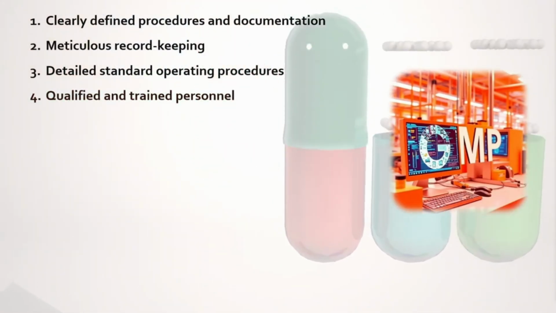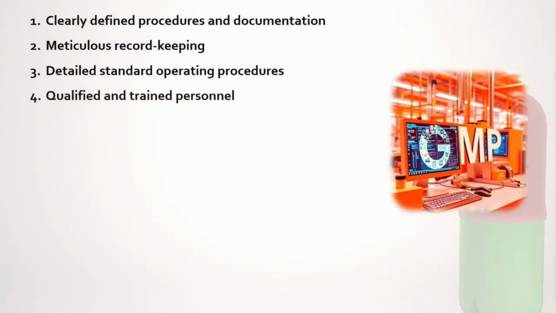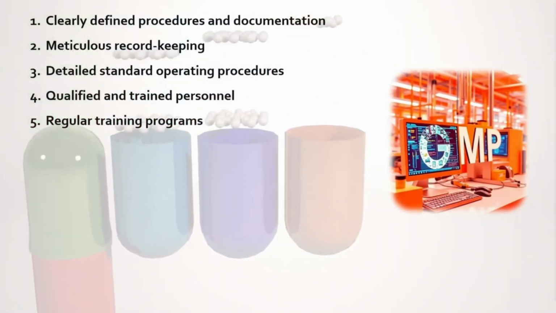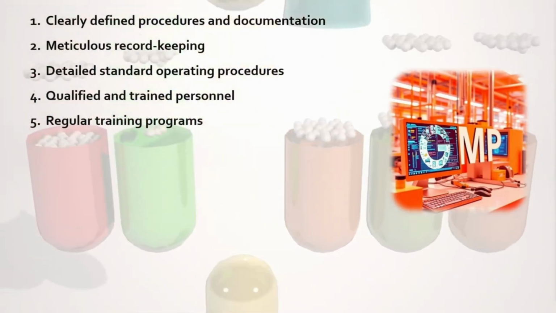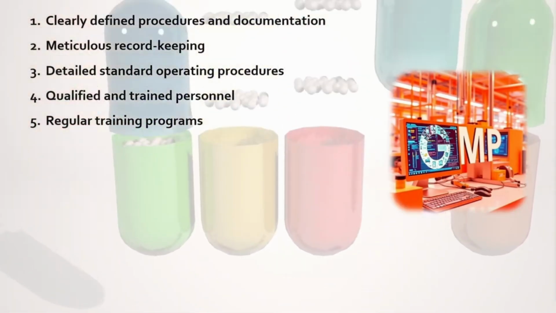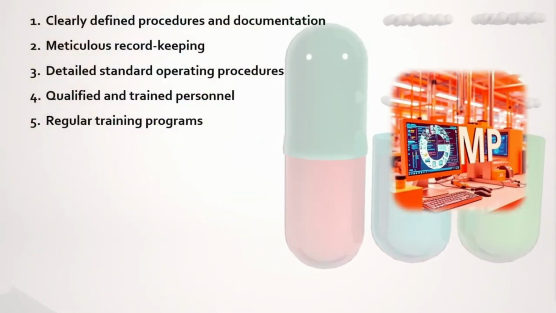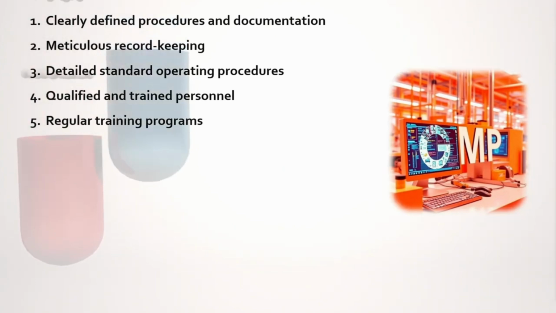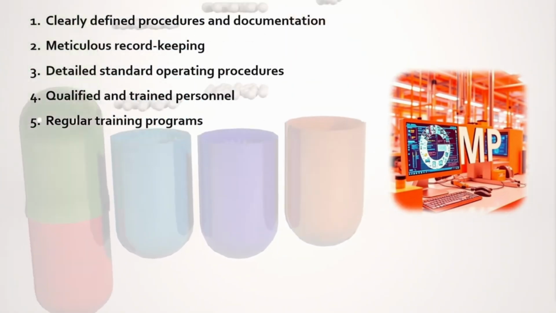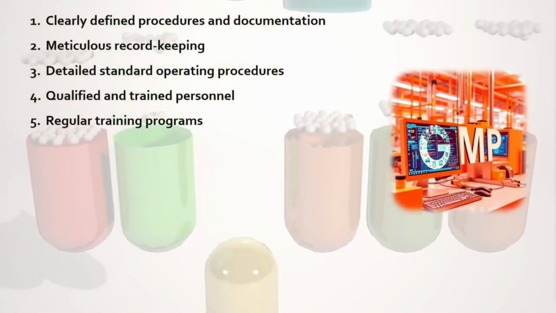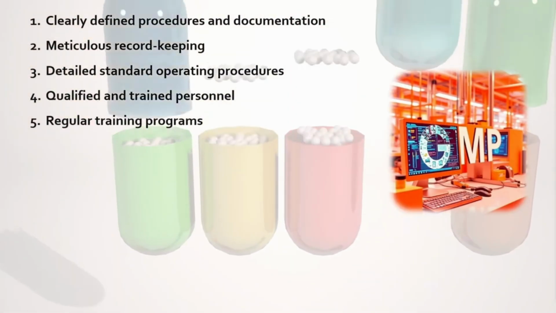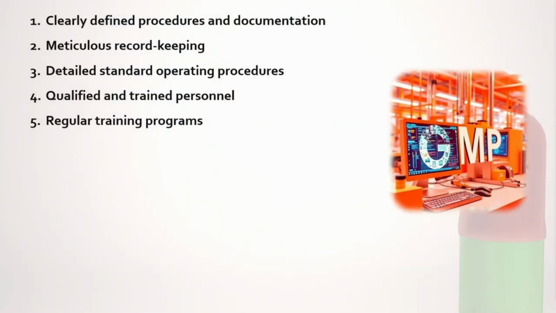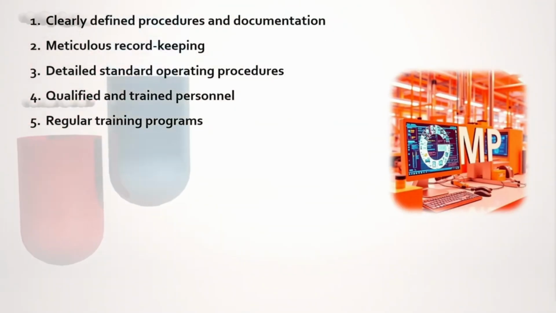Qualified and trained personnel are crucial for implementing GMP effectively. Regular training programs ensure that staff are up to date with the latest GMP requirements and best practices. This investment in human capital is essential for maintaining a high level of quality and compliance. Properly trained personnel are the backbone of any successful GMP system, ensuring that procedures are followed diligently and consistently. Their expertise and attention to detail are vital for preventing errors and maintaining product integrity.